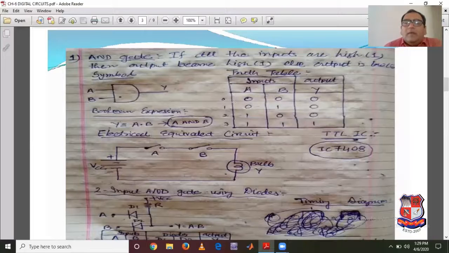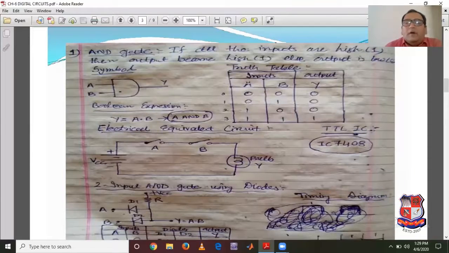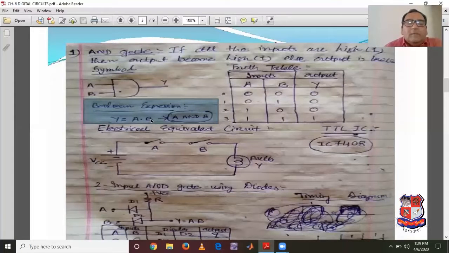Now as per the behavior of the AND gate or truth table, I can make the Boolean expression. So the Boolean expression of the AND gate is y equal to A into B. As per mathematics, I can say y equal to A dot B, A into B, that is a multiplication. But this is a logic gate, so with the help of the logic gate we perform a logical operation, not a multiplication operation.